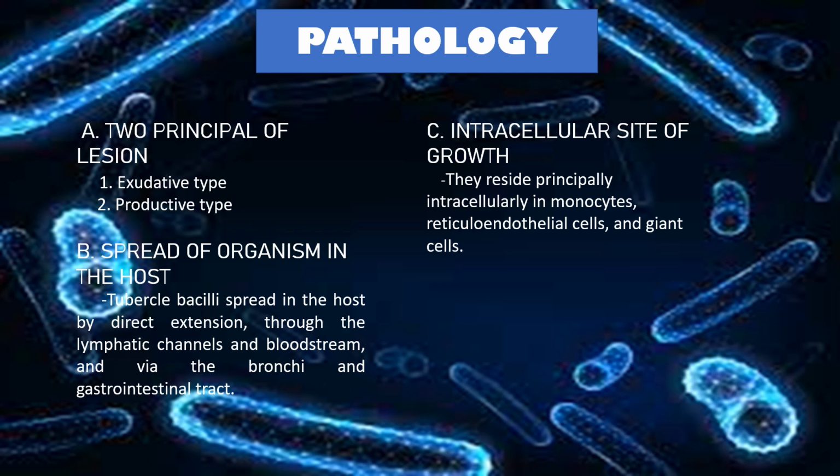Spread of organism in the host. Tubercle bacilli spread in the host by direct extension through the lymphatic channels and bloodstream and via the bronchi and gastrointestinal tract. And then intracellular site of growth. They reside principally intracellularly in monocytes, reticuloendothelial cells, and giant cells.